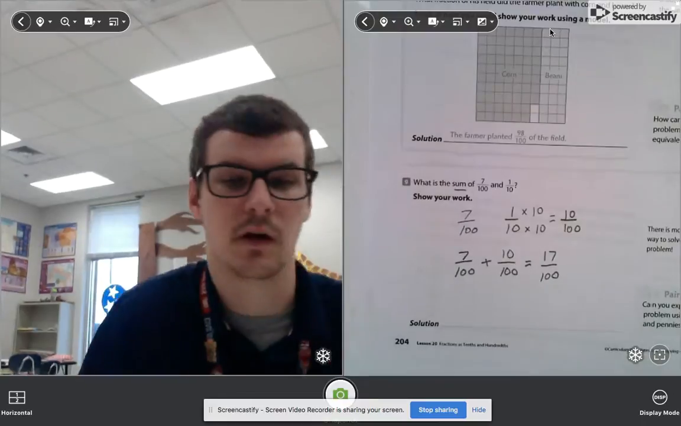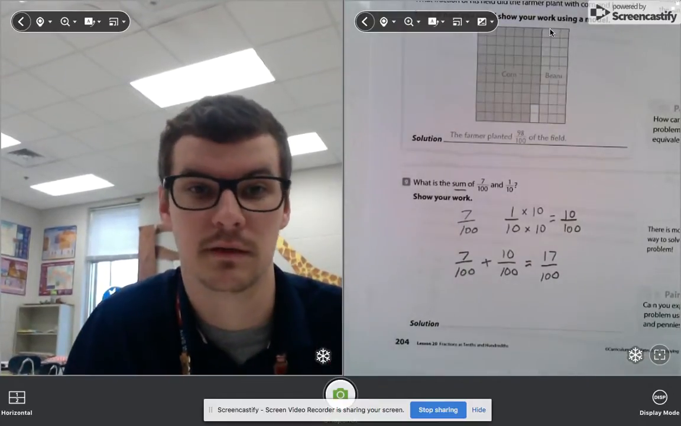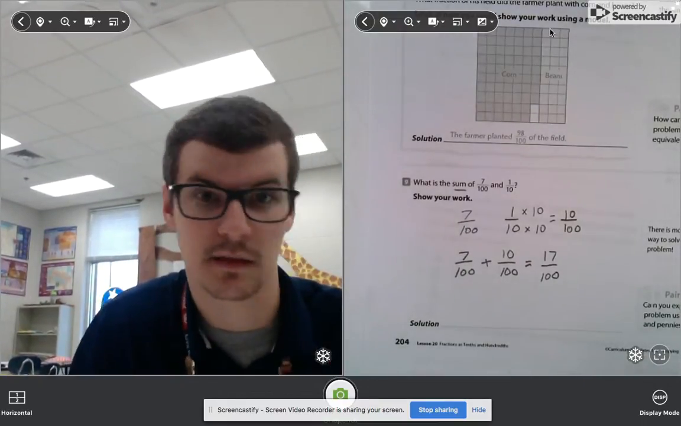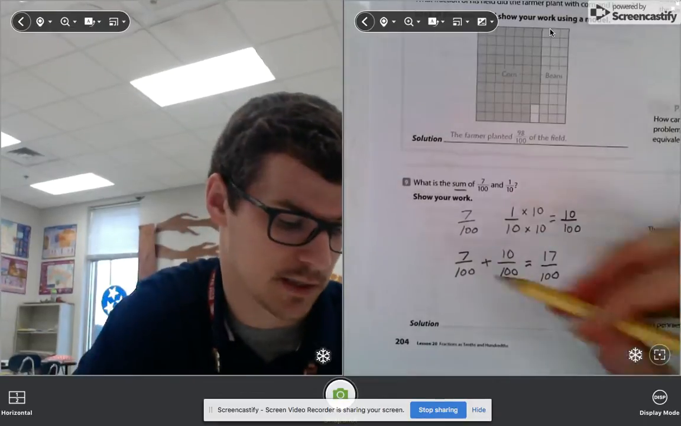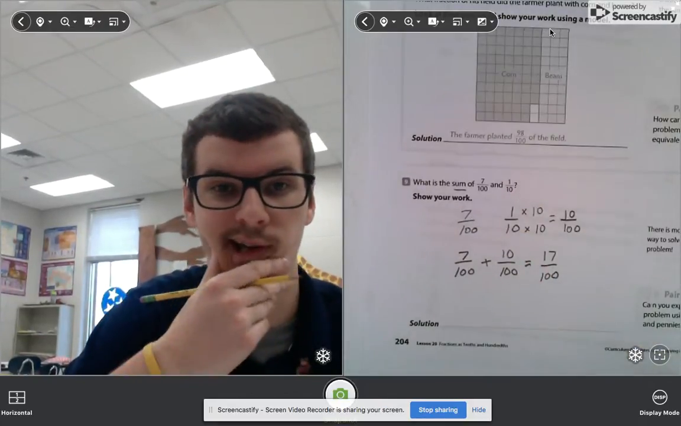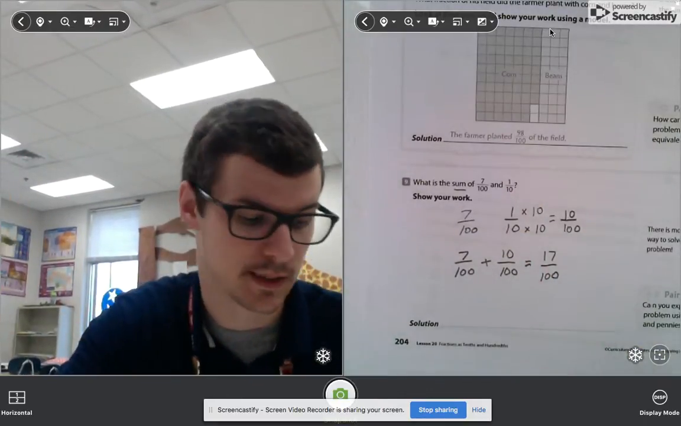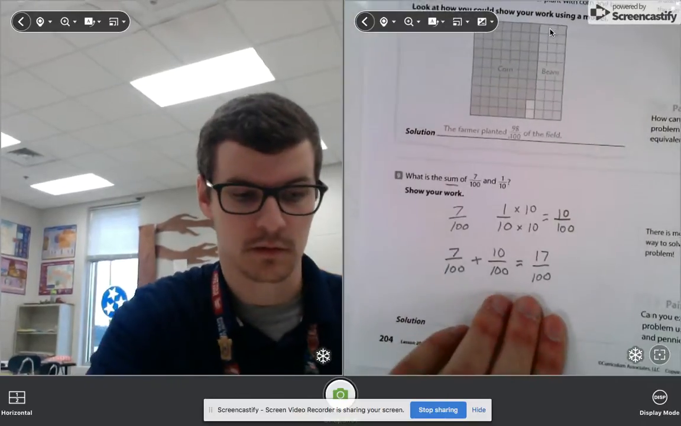So it's all about figuring out, would it be easier to go from tenths to hundredths or hundredths to tenths? And in this situation, with just having a 7 here, it would have been a lot more difficult going to tenths. Okay.